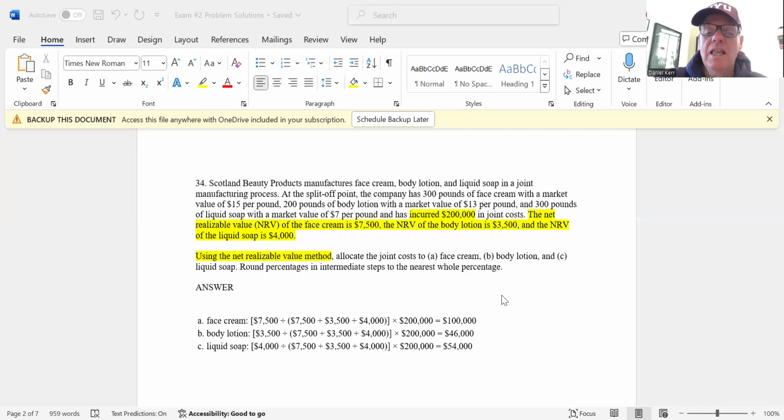So again, you wanted to allocate it on the basis of net realizable value, not on the basis of physical units. Remember, there are several different ways to allocate joint cost. Here, we wanted you to allocate on the basis of net realizable value.